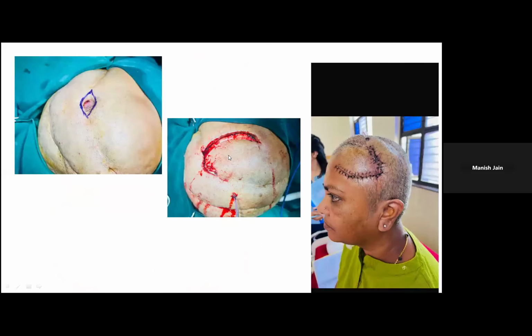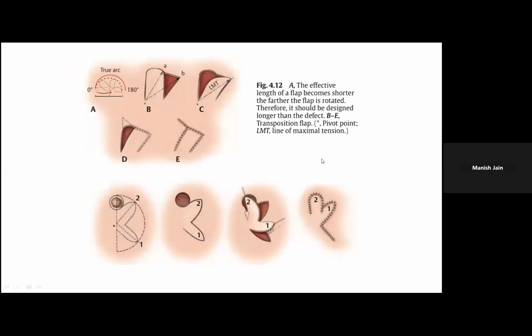This is another case in which we use a local rotational flap for closure of the defect. We can see the primary defect, and the secondary defect is closed primarily. This is a transposition flap. This is a defect, and we mark the flap according to the defect. We first triangulate the defect, and then we plan this triangular flap, and then we transpose that flap over the primary defect. This is the secondary defect, which we usually close with a skin graft.